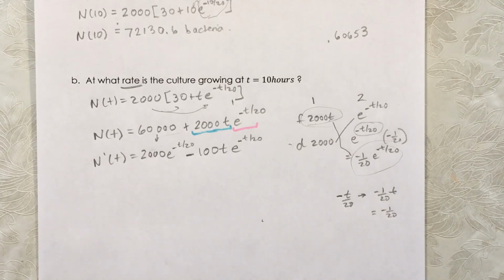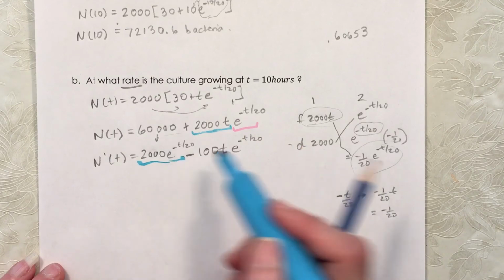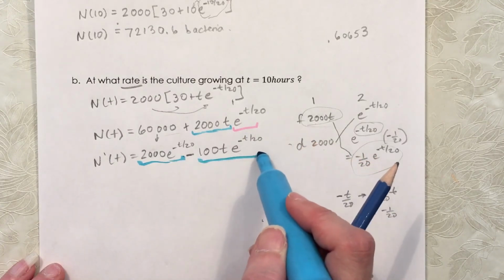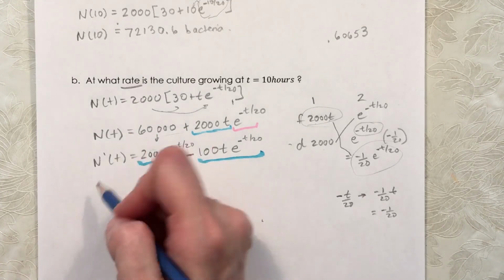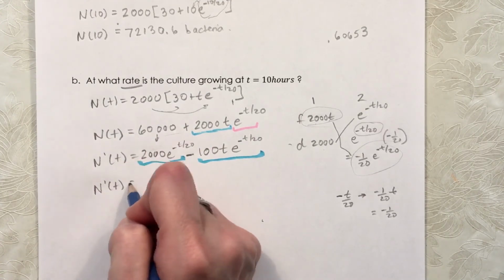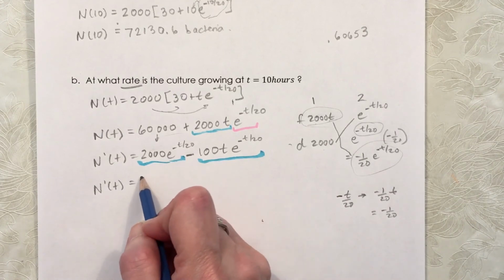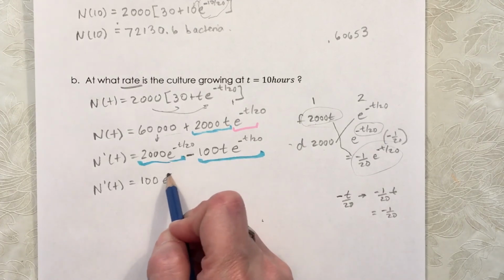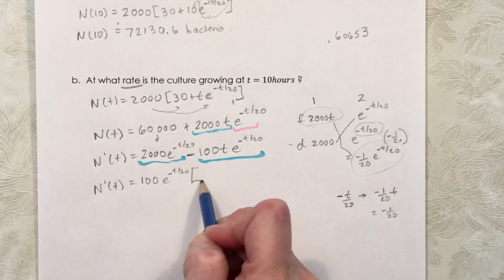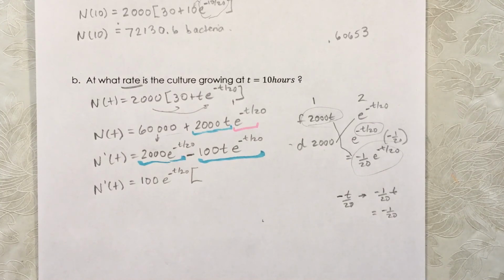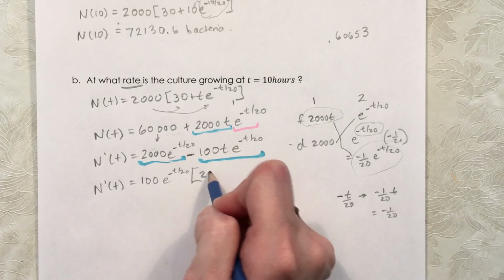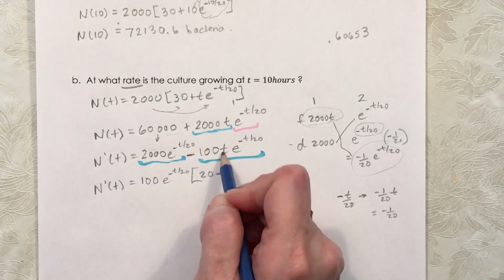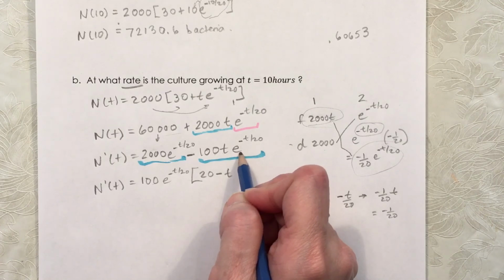Okay, so at this point I could substitute in 10 right now, or I can put it in simplified factored form if I want to before substituting the 10 in. As long as you're good with your calculator, it doesn't matter. I'm going to simplify it just for practice anyways. So in common with 2,000 and 100 is 100. There isn't a t in both, but there's an e to the negative t over 20 in both. So 2,000 divided by 100 is 20. And then minus 100t divided by 100 is t, and e to the negative t over 20 divided by itself is 1.